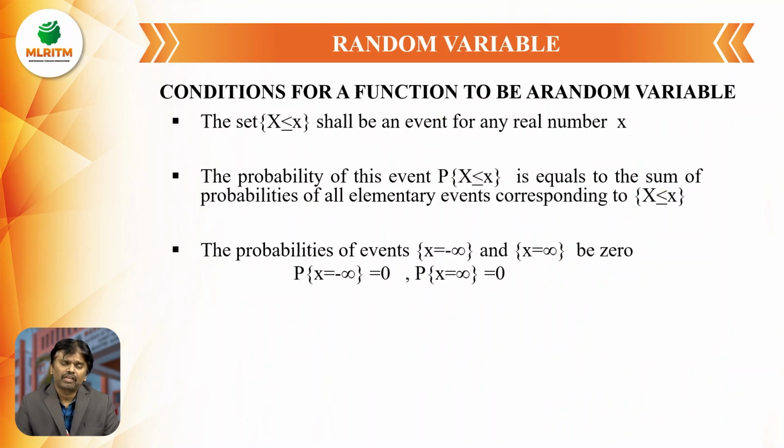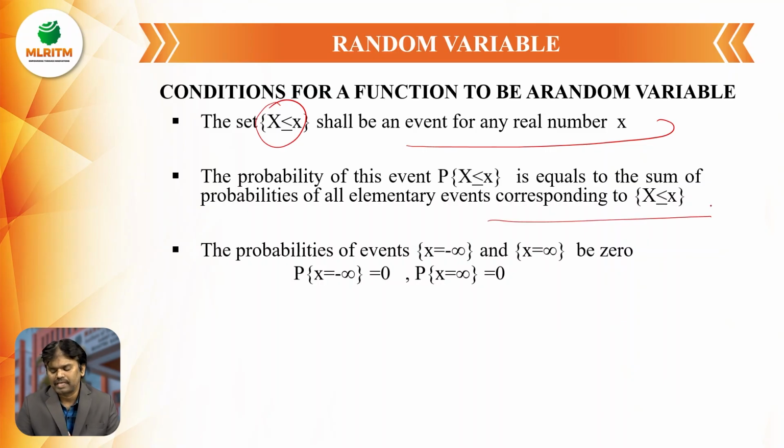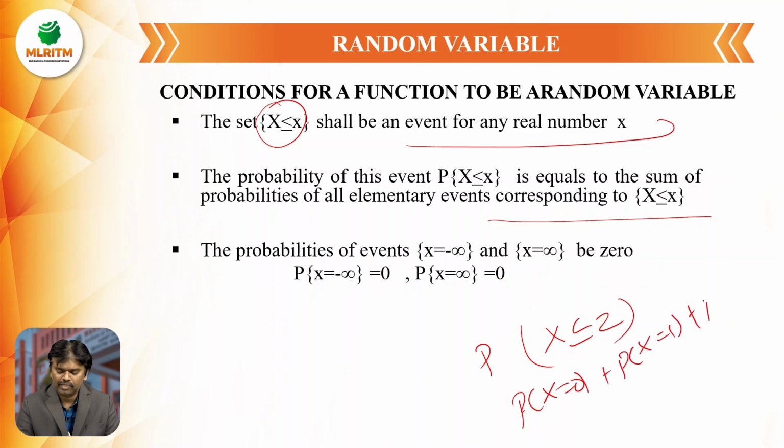Next, what are the conditions for a function to be a random variable? Every random variable shall be an event for any real number x. This is the first condition. Next, the probability of the event P of X less than or equal to x is equal to the sum of the probabilities of all elementary events corresponding to X less than or equal to x. Suppose X less than or equal to 2 is my event. Then the probability of X less than or equal to 2 means P of X equal to 0 plus P of X equal to 1 plus P of X equal to 2. That means the sum of the probabilities of all these three elementary events corresponding to this event.